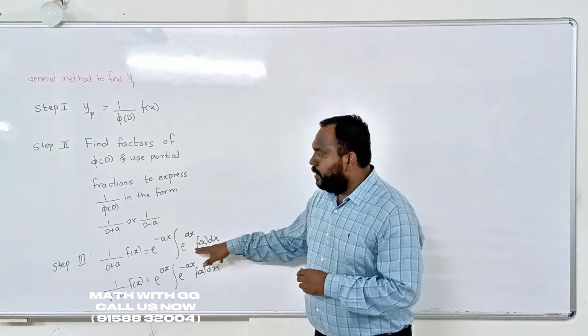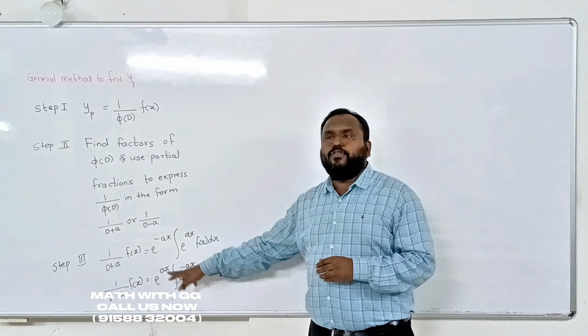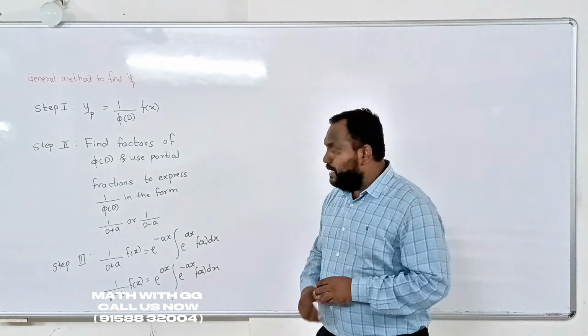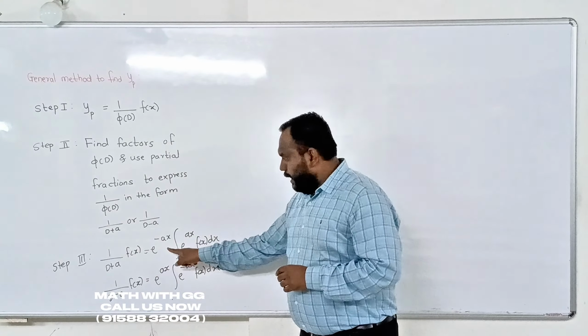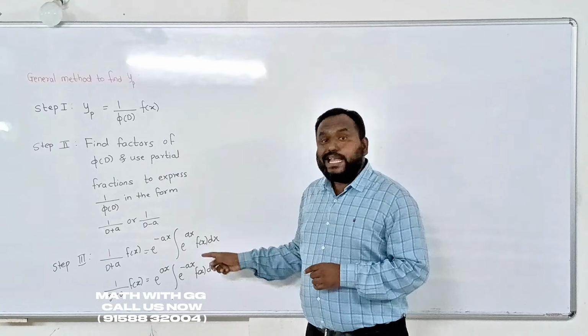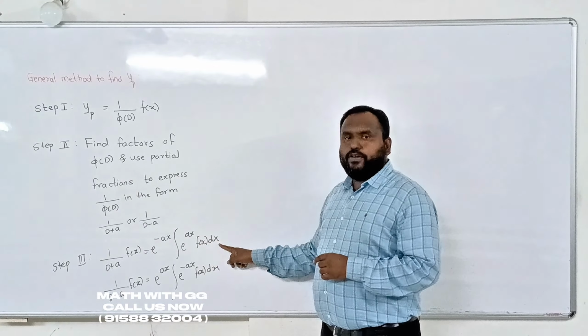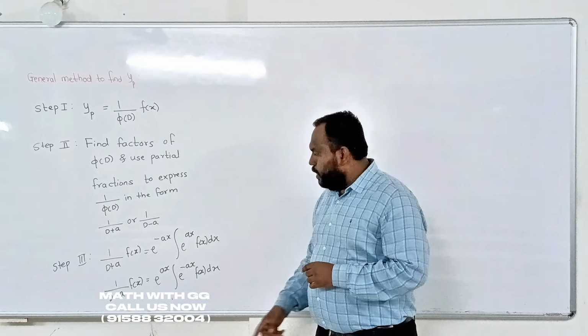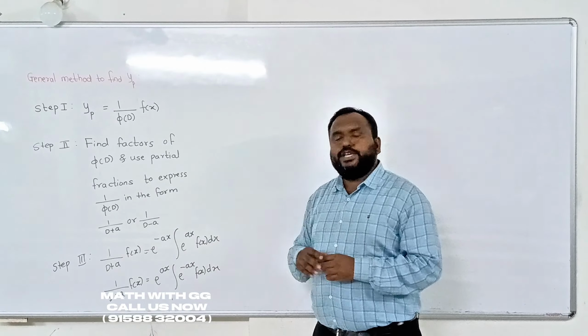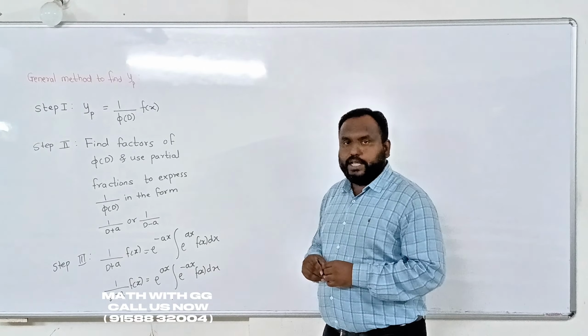The next step, here we will use the formula for general method. The formula is 1 upon D plus a f of x is equal to e raised to minus ax integration e raised to ax f of x dx, and 1 upon D minus a f of x equal to e raised to ax integration e raised to minus ax f of x dx.